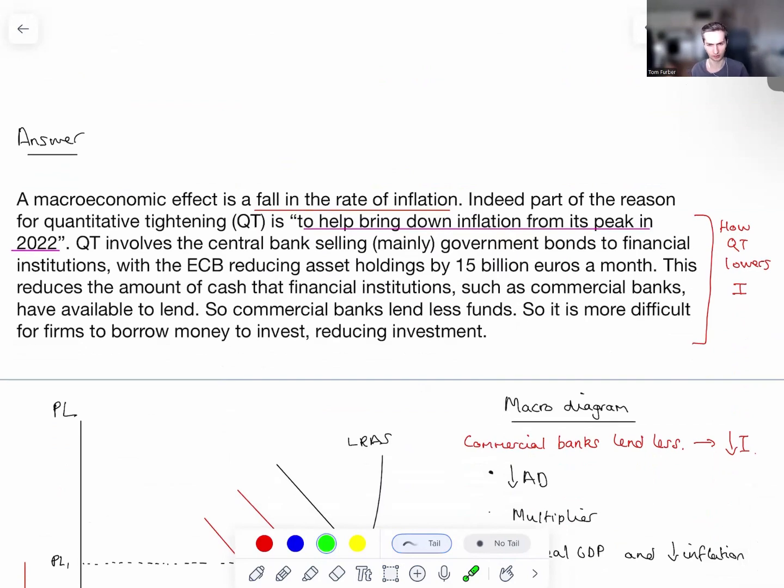Okay, here's our answer. We'll start with a macro effect this time. A macroeconomic effect is the fall in the rate of inflation. Now let's briefly explain how quantitative tightening lowers investment in words, and then we'll get to the diagram.